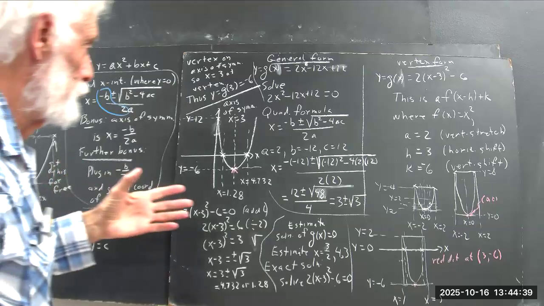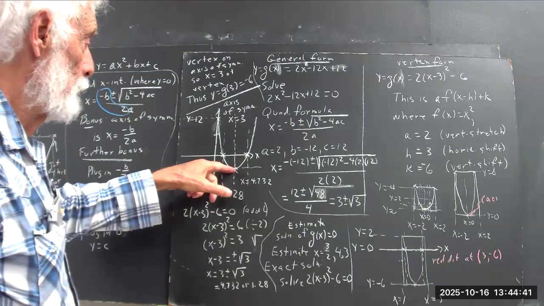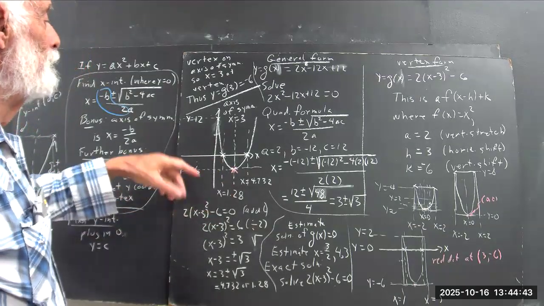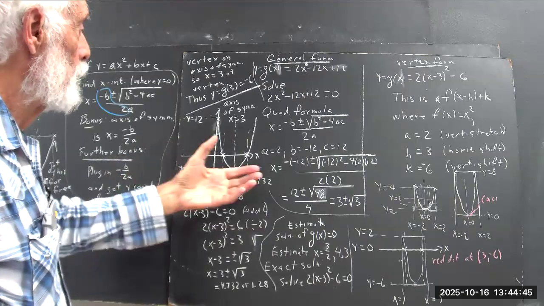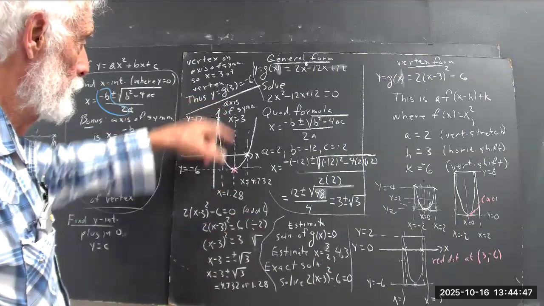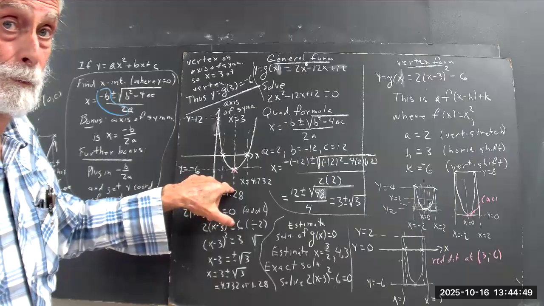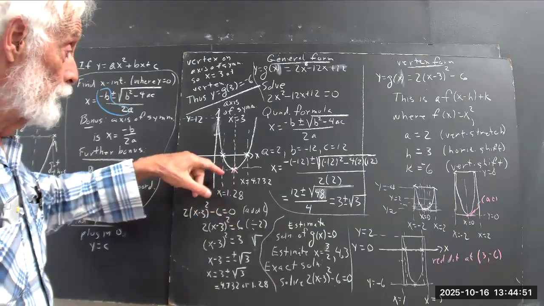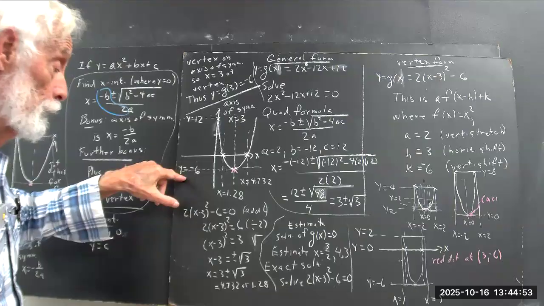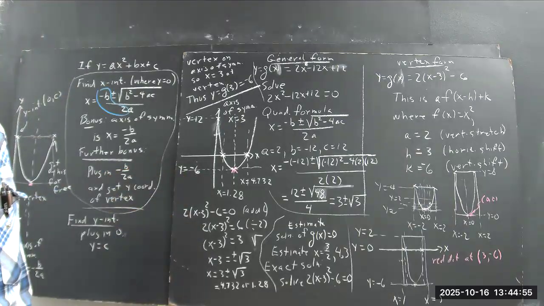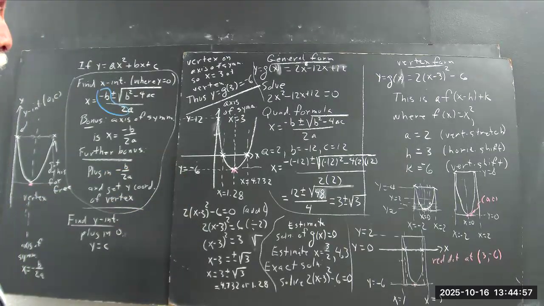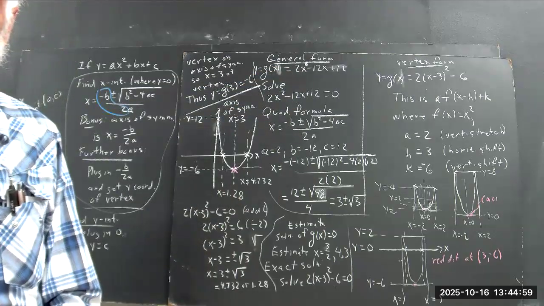So you would conclude from what we have here, from this function, that this is (x minus 3) quantity squared because the axis of symmetry is x equals 3. And then -6 because the y coordinate of the vertex is -6. And we inherit the 2. That's our vertical stretch.